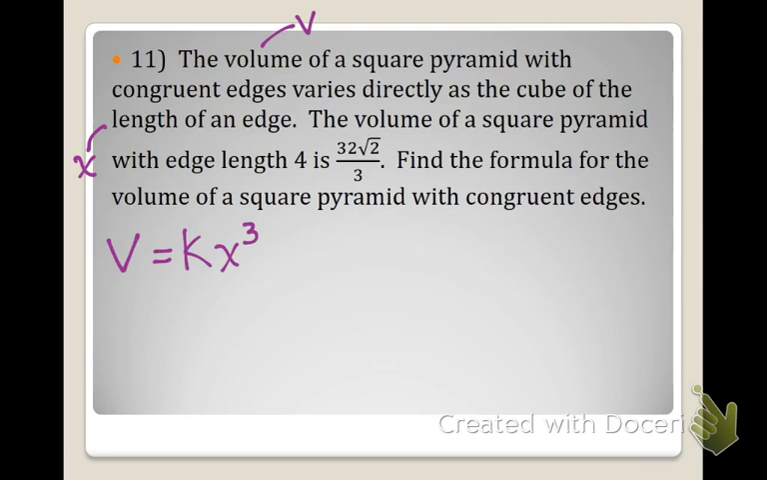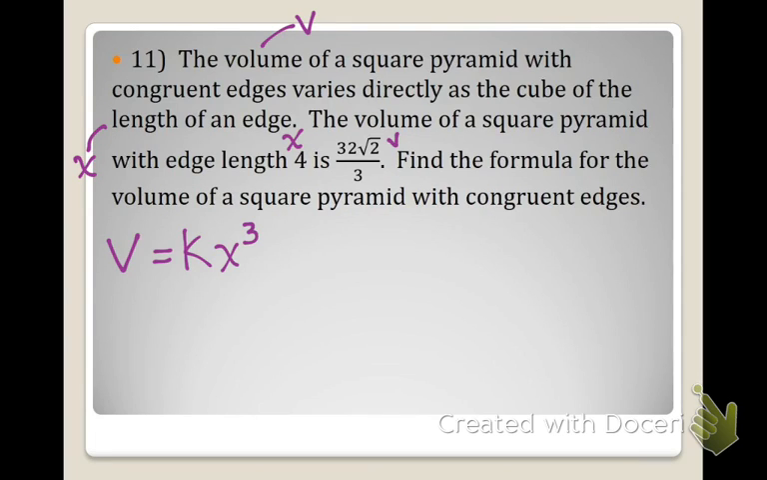Okay, they put a lot of extra words in there, but we just gotta, like the whole square pyramid part, I don't know that we really care a whole lot about the fact that it's a square pyramid, but there it is. So it says the volume of a square pyramid with edge length 4. So what variable would that go in for? Edge length is X. Is 32 root 2 over 3. So that is the volume. So this would go in for V.